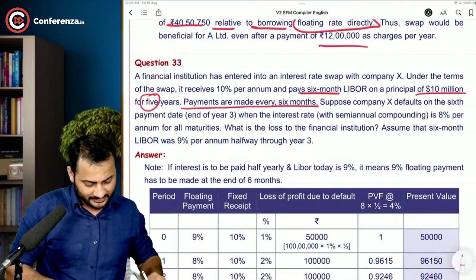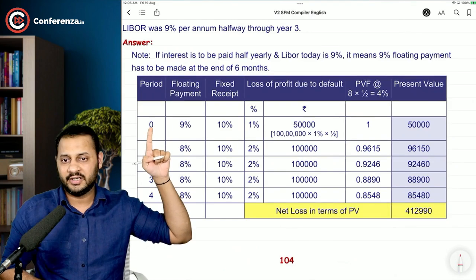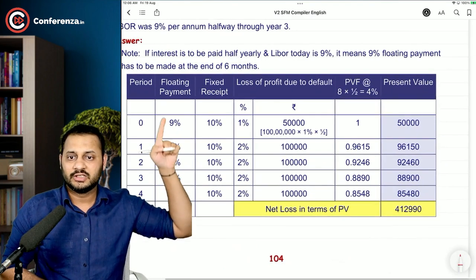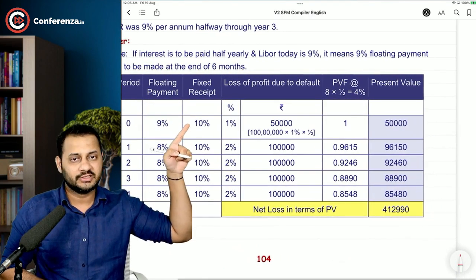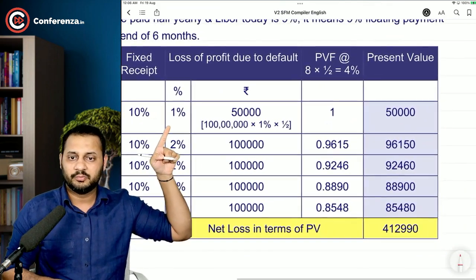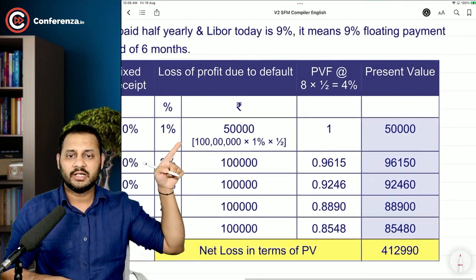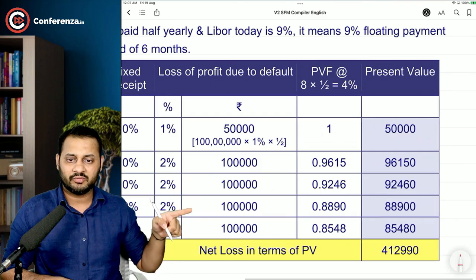Have a look at the final answer now. See, the floating rate payment at the 0th point, that means the third year end, was 9%. This was your payment, but the fixed receipt was 10%. You were about to gain by 1%, which you actually lost. This is called loss of a profit due to default. That will come to 50,000, then 1 lakh.